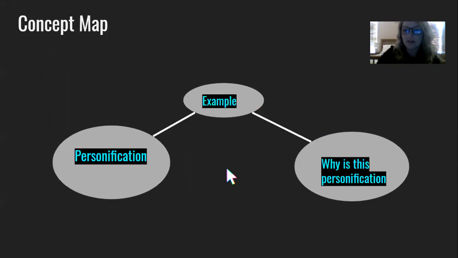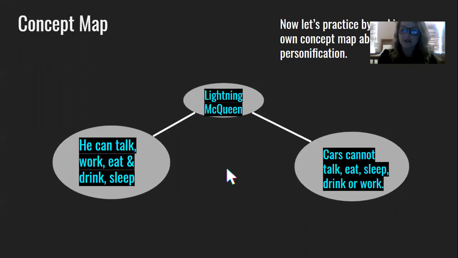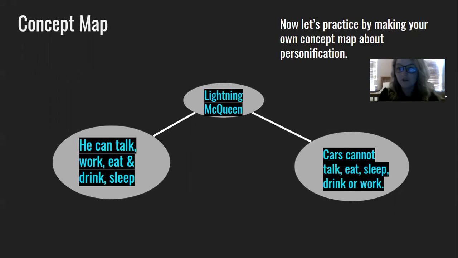So on the next slide, I have another example of this. And I went back to using my Cars reference from the Cars movie. I feel like everybody's pretty familiar with Lightning McQueen. So I used him as my example on my concept map. And then over here where it says, what is the personification, right? I put he can talk, work, eat and drink, and sleep. So those are things that Lightning McQueen does.